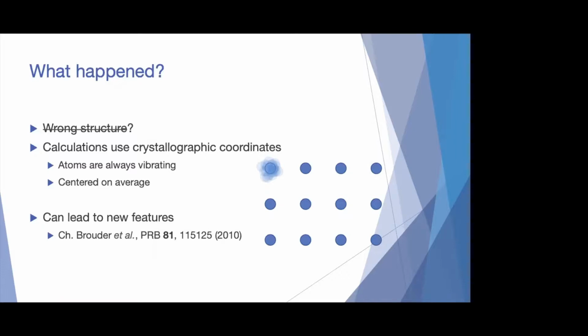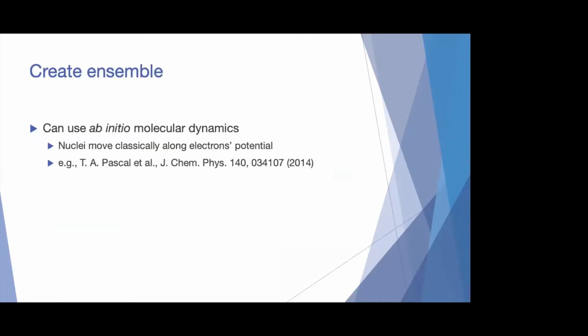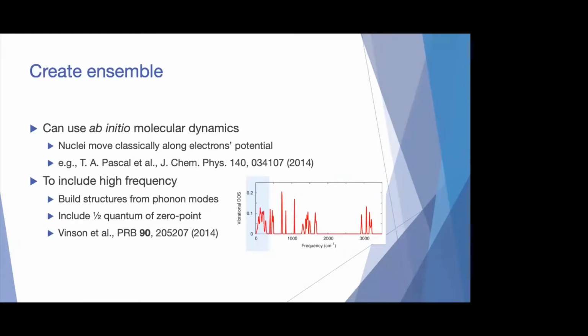And this has been known for a while, that it can lead to new features, and something you need to account for. I only put in one example, but there are others in the literature. And then the question is, how do we account for it? How do we properly simulate these types of systems? And one popular option is that, instead of using the unit cell, we build a larger cell so that we can start to disorder the atoms.